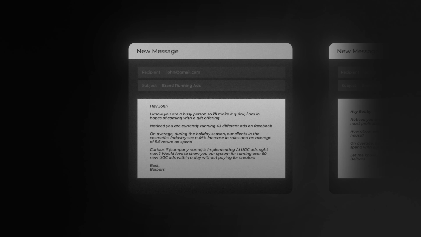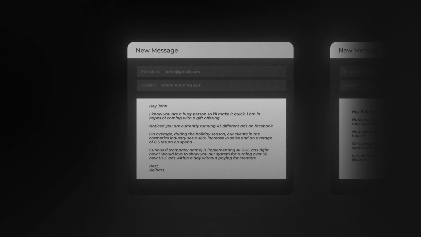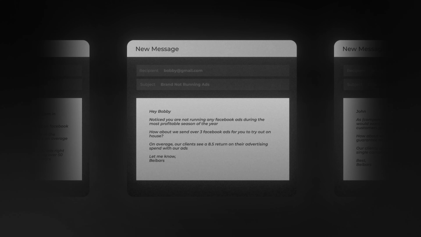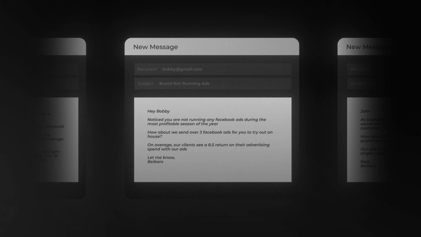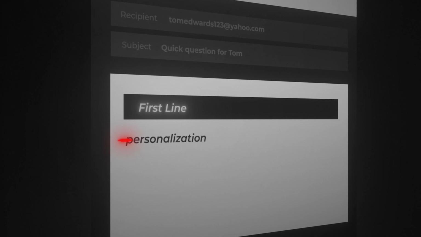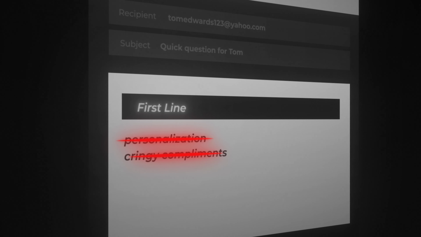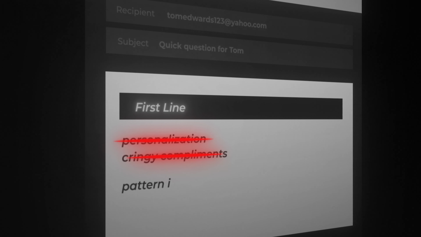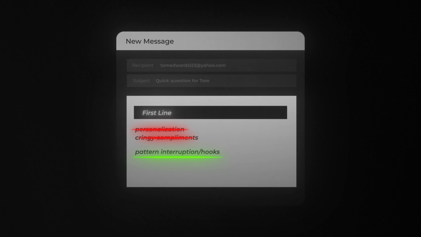A good hack that you can use is basically just be a person, right? Just write the messages as if you are typing as a person. Because a lot of people tend to use templates too much, tend to use frameworks too much. So what you can do to stand out is basically just sit down and pretend you're writing directly to the prospect. Use your first lines not for personalization or just cringy compliments that your prospects don't care about, but instead for pattern interruption or hooks to read the rest of your message.